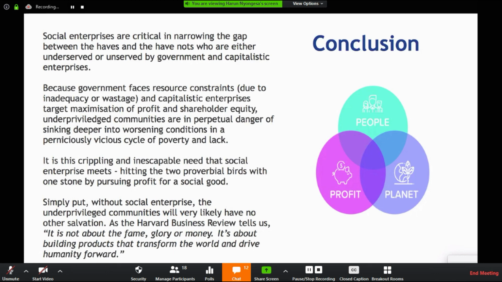Because government faces resource constraints due to inadequacy or wastage, and capitalistic enterprises target maximization of profit and shareholder equity, underprivileged communities are in perpetual danger of sinking deeper and deeper into worsening conditions in a perniciously vicious cycle of poverty and lack. It is this crippling and inescapable need that social enterprise meets, hitting two proverbial birds with one stone by pursuing profit for a social good. Simply put, without social enterprise, the underprivileged communities will very likely have no other salvation. As the Harvard Business Review tells us, it is not about the fame, glory, or money. It's about building products that transform the world and drive humanity forward.